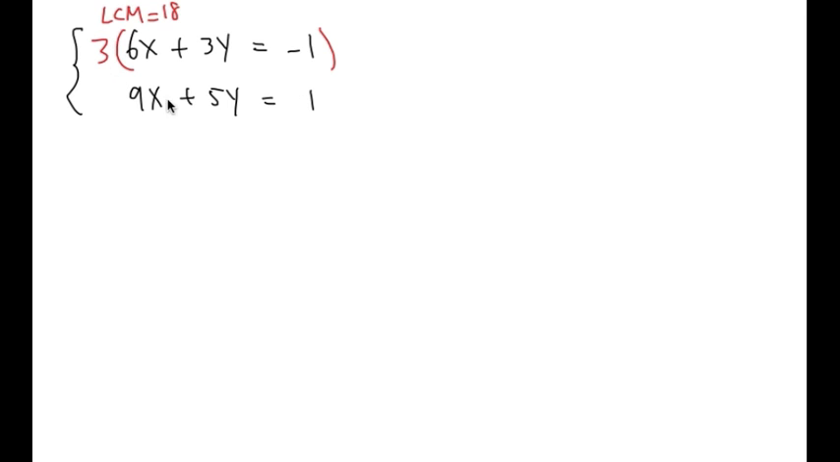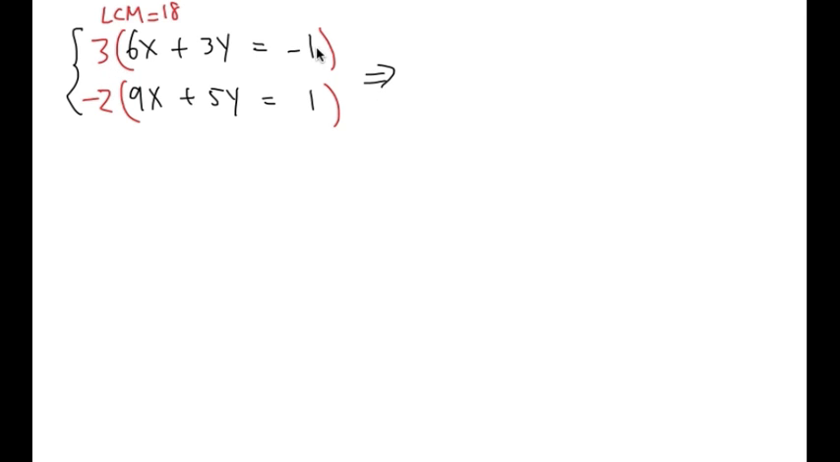And then second equation, I have 9x right here. 9 times 2 will be 18. So I'm going to multiply this equation by 2. However, I do not want them to be both positive. I want the signs to alternate. Since this is already going to be a positive 18x, I would like to multiply by -2 throughout the second equation so I can get a negative 18x right here. And now let's see if that's going to work out.